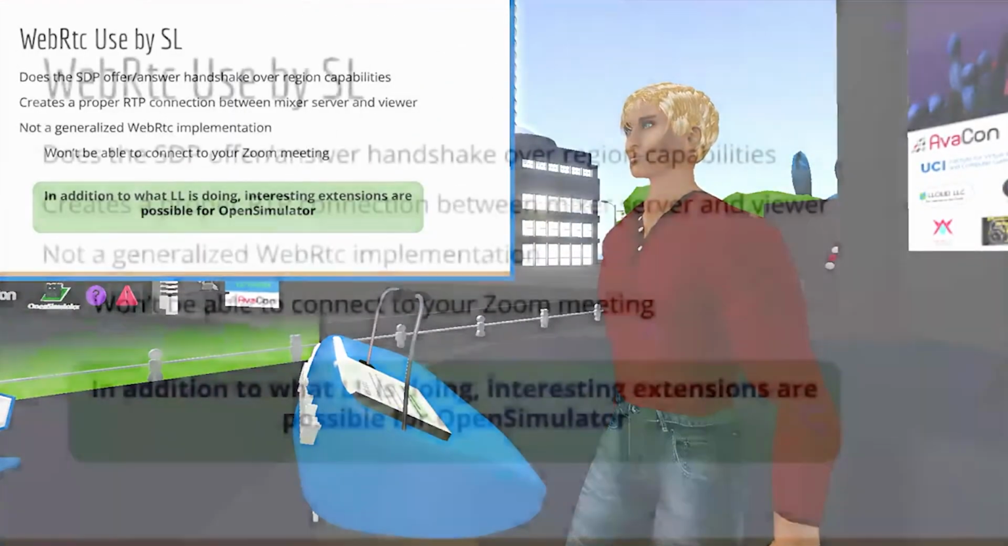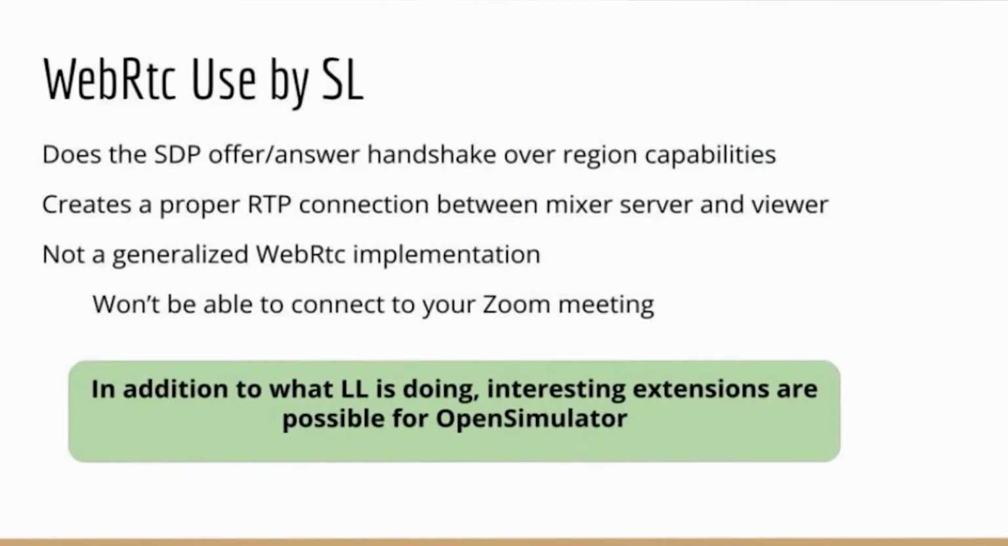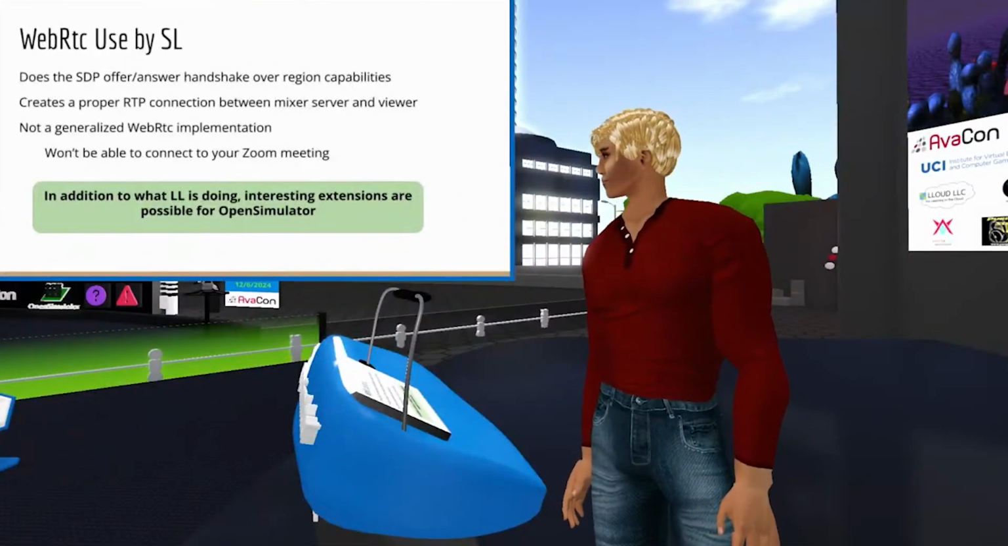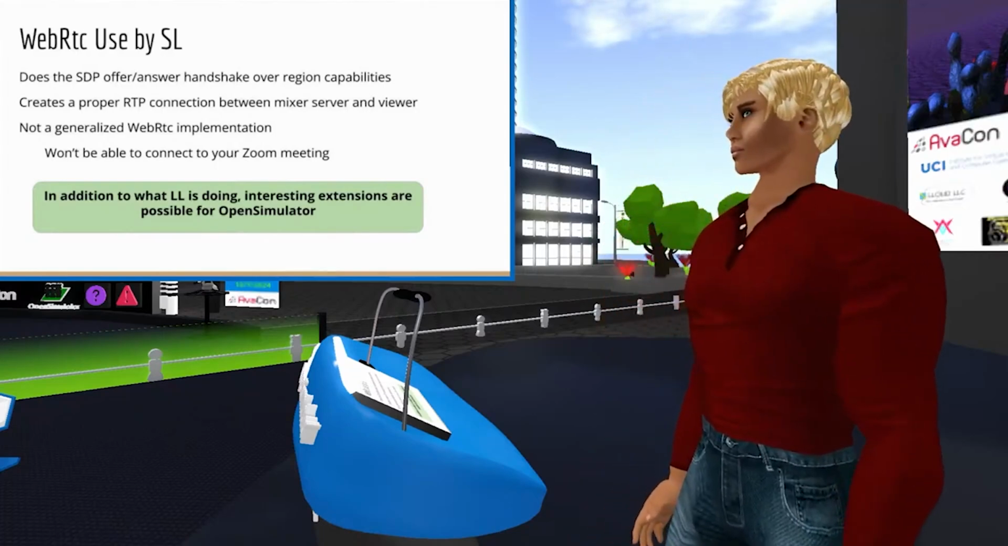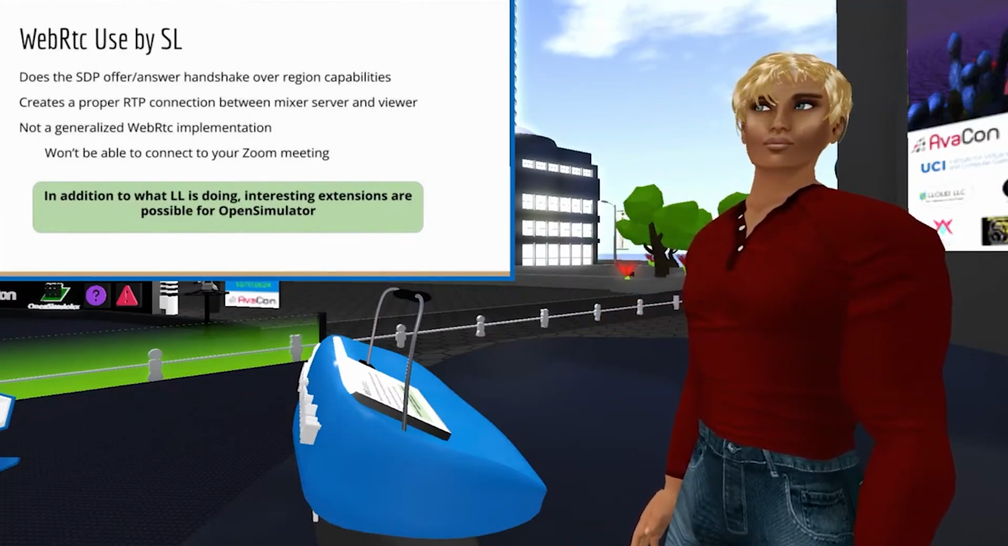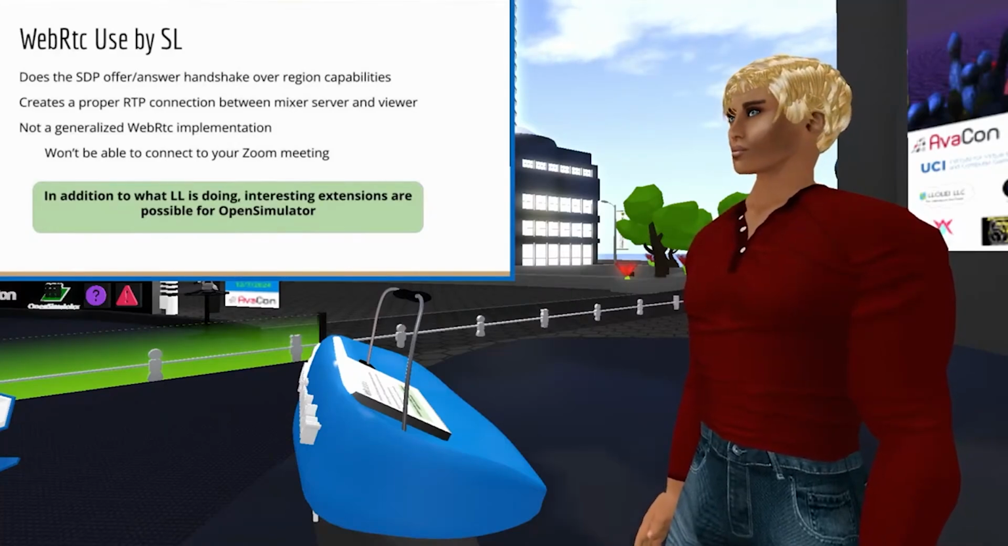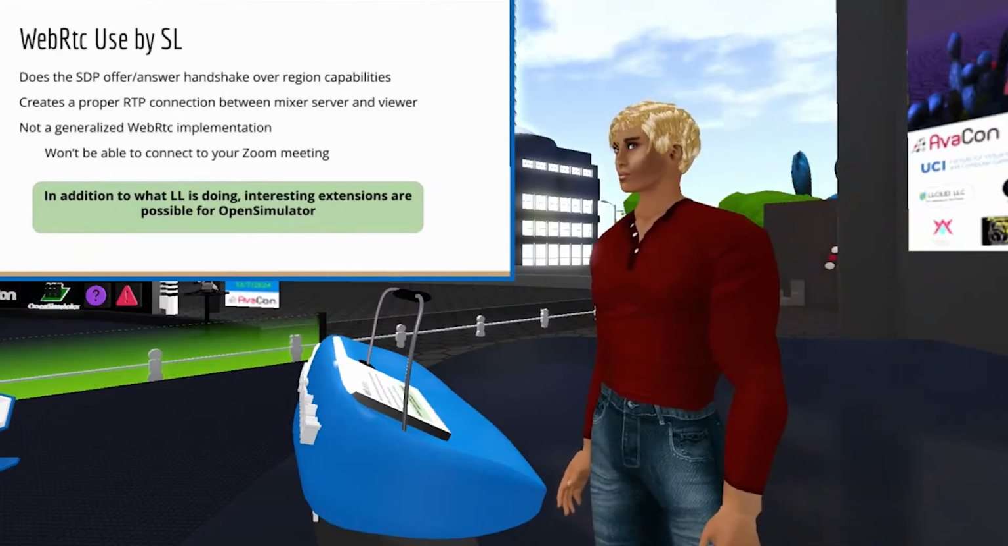And so, like I mentioned earlier, you're using the basic WebRTC protocols, but it's not a full WebRTC solution. So they do what's called the SDP offer answer handshake, which is the basic setup of a WebRTC call. And then they create a proper RTP connection to the mixer service, but it's not a generalized implementation. So you're not going to be able to connect to your Zoom meeting or anything like that. So it's a very basic use of WebRTC, and it allows us to build an easy solution. And we can add, since ours is all open source, the OpenSimulator is open source and the viewers are open source, we can add our own interesting extensions if we want to do interesting mixes and that sort of stuff.